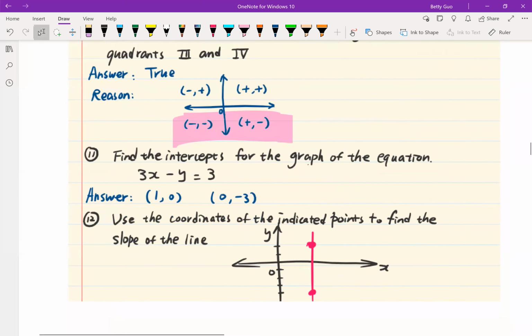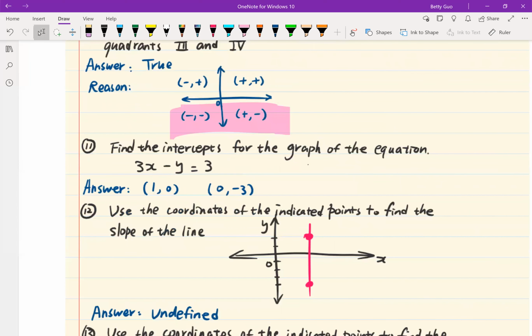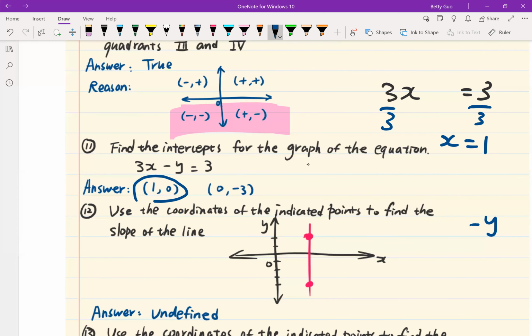11. Find the intercepts for the graph of the equation. The equation is 3x minus y equals 3. For finding x-intercept, make y be 0. So you can see if you make y be 0, this part disappears, right? So you have 3x equals 3. Divide both sides by 3. You have x equals 1. So the x-intercept is (1, 0).